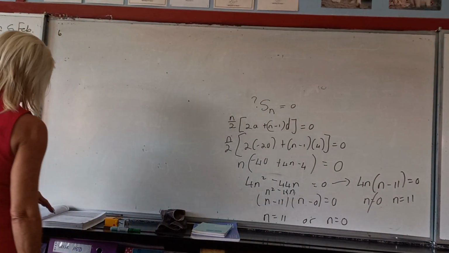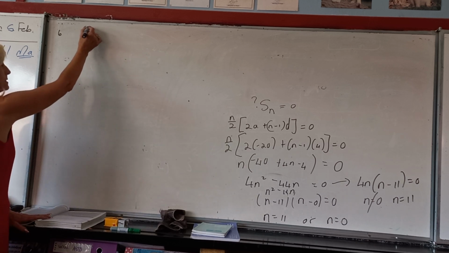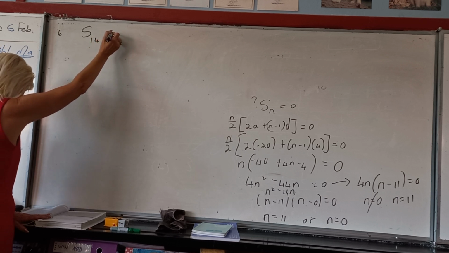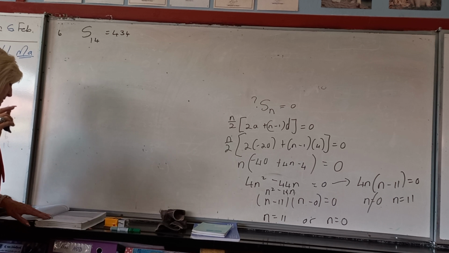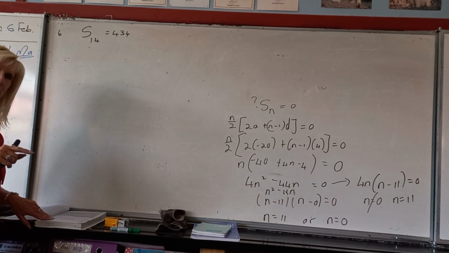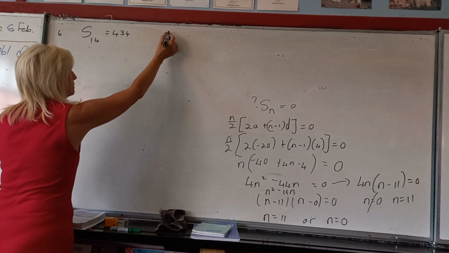Right, number 6, I want to read with you when we put it on the board. It says that the sum of the first 14 terms of an arithmetic sequence is 434. So the sum of the first 14 terms, how do I write that? S14 is equal to 434. Then they say the sum of the second and the eighth term is 42. The sum of the second and the eighth term.